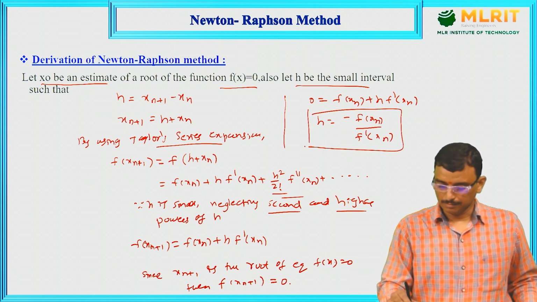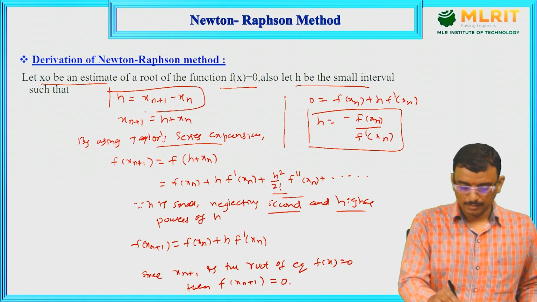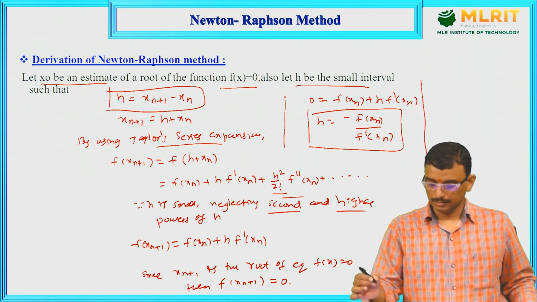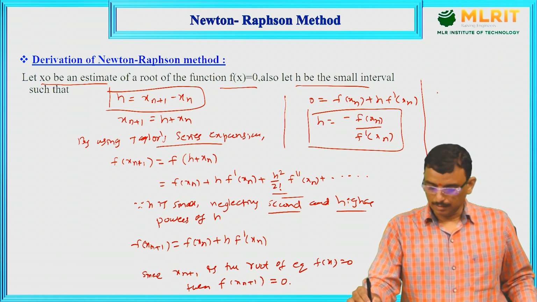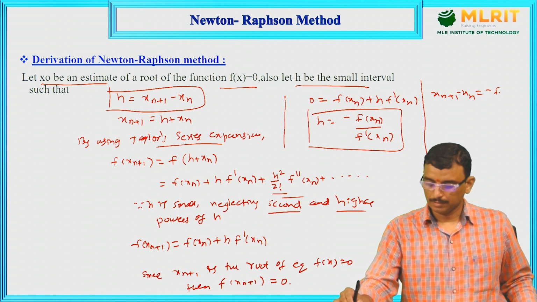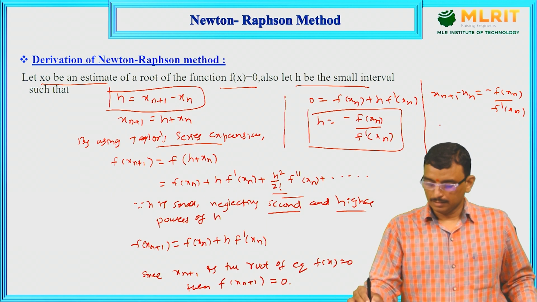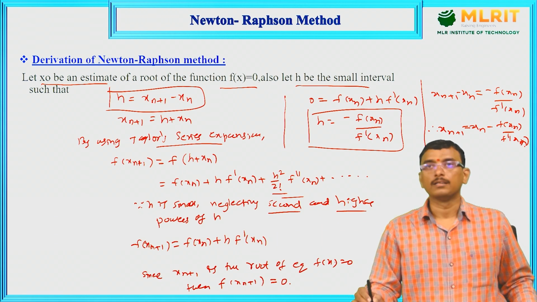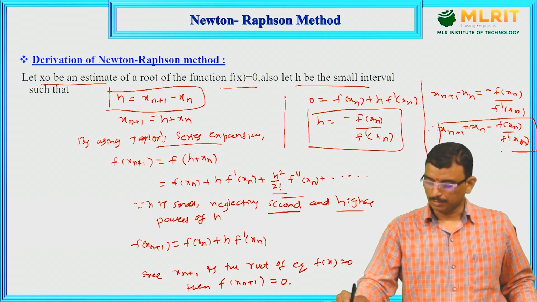Now substitute this h value here, h is equal to xn plus 1 minus xn. So we get xn plus 1 minus xn is equal to minus of f of xn by f dash of xn. So we can write this as xn plus 1 is equal to xn minus f of xn divided by f dash of xn. So this is called Newton-Raphson method formula.